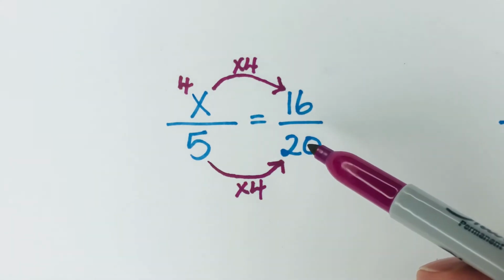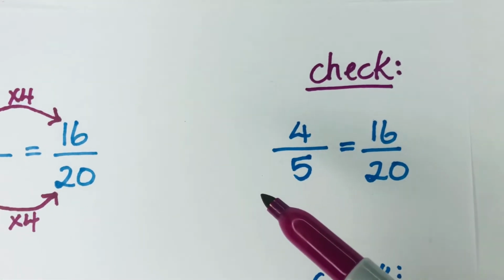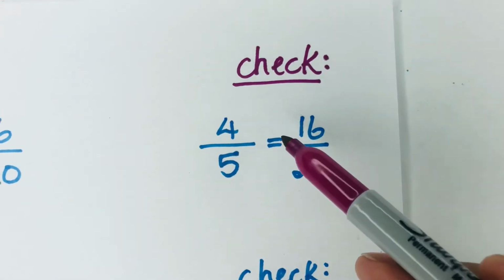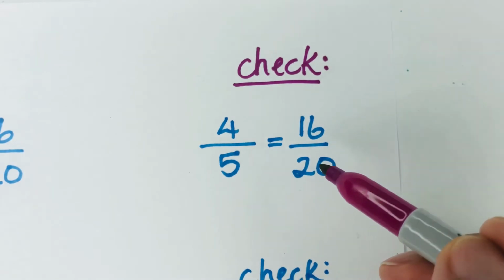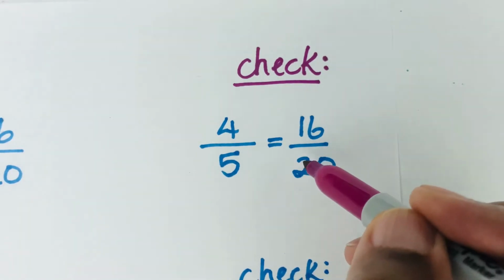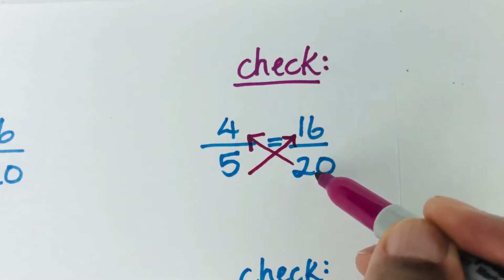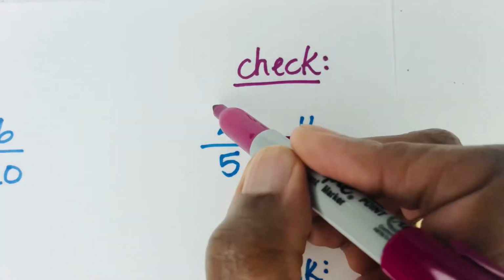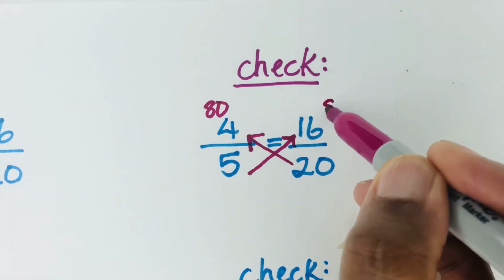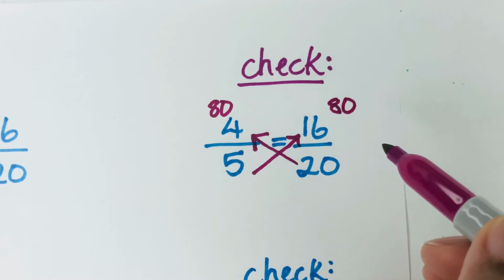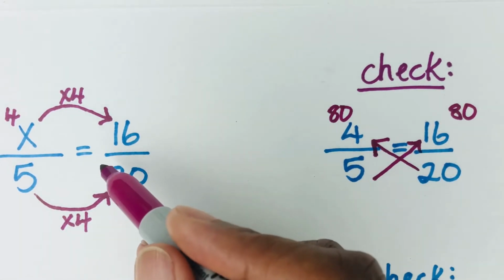How do we know that? Well, let's do a check. If we look over here at the check, we can see that we said the answer was 4. And then now we can do a cross multiplication just to check that, right? So let's do it. 20 times 4 gives us 80. And then 5 times 16 is also 80. So now we know that x does in fact equal 4.